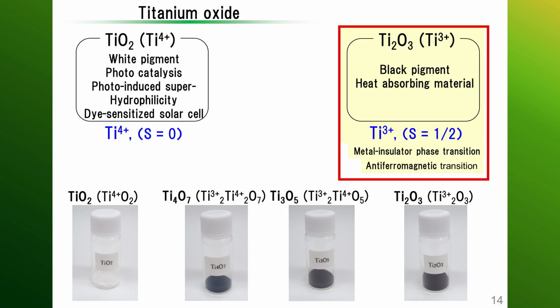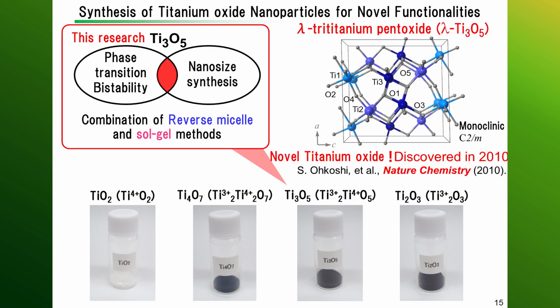Anyway, this type of titanium oxide is a black pigment. It is used as a heat absorber and as a pigment for eyeshadow. Using these materials, we've been exploring nanoparticulation, in particular of this one. When we nanoparticulated this black one, we came up with a new crystal structure that had never been reported before. We named it lambda trititanium pentoxide.